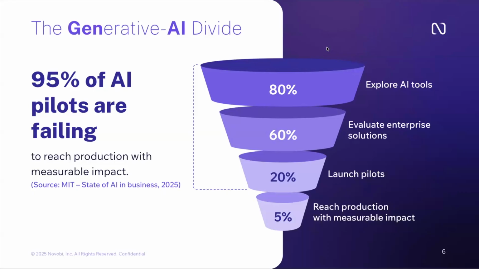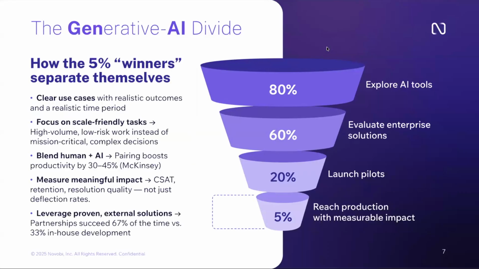So that's number two. And now let's look at what MIT found the 5% did right. David, if you can move to the next slide, please. Thanks. So MIT found that there are 5 points.